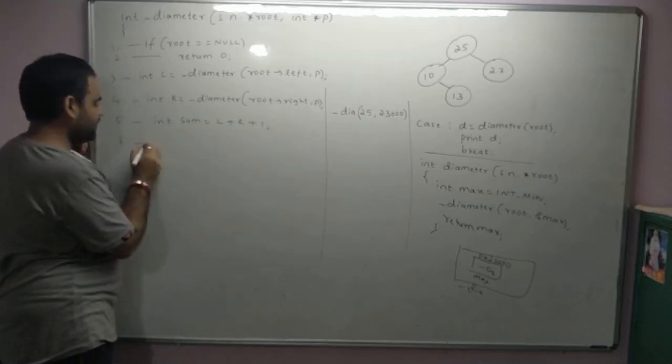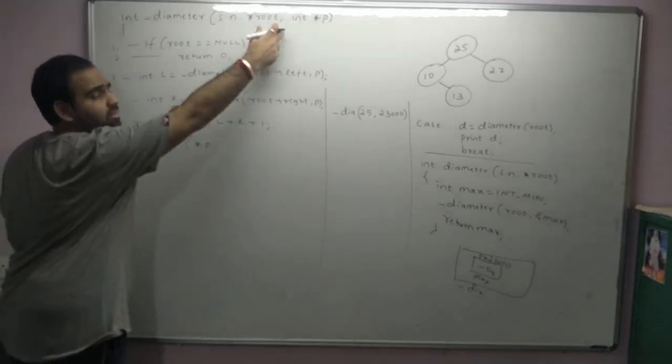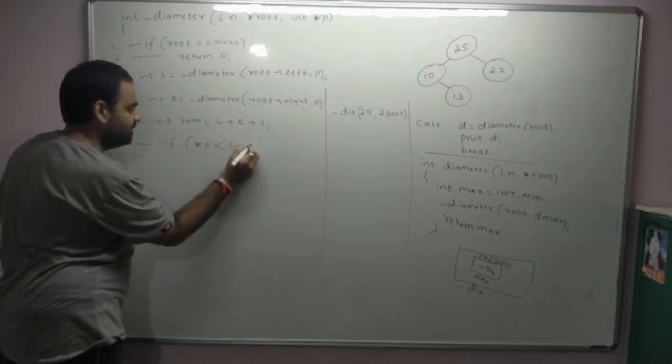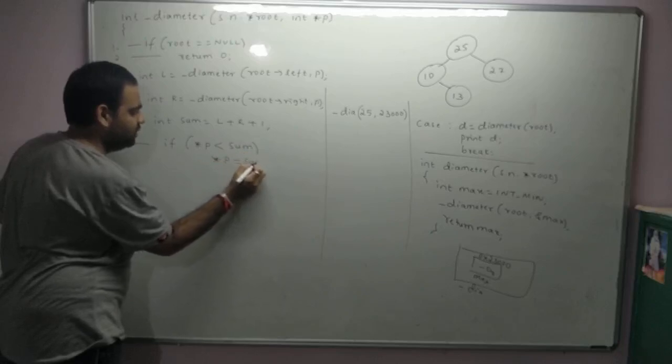Now you need to check the value of star p. Why star p? Because that's the maximum, that is what it represents. I will trace it as well. If it is less than sum, then what do we say? Star p is equal to sum.